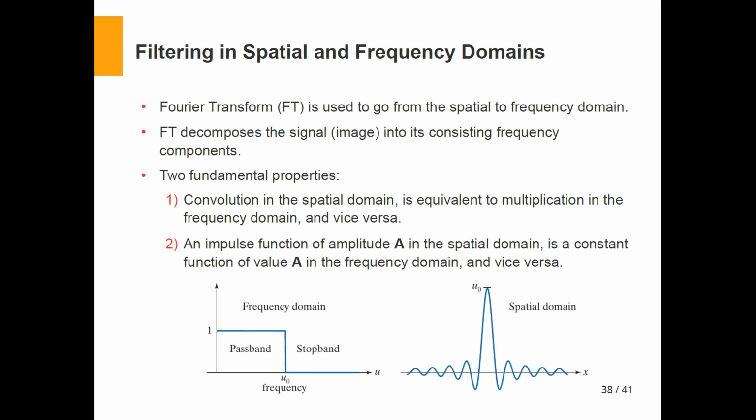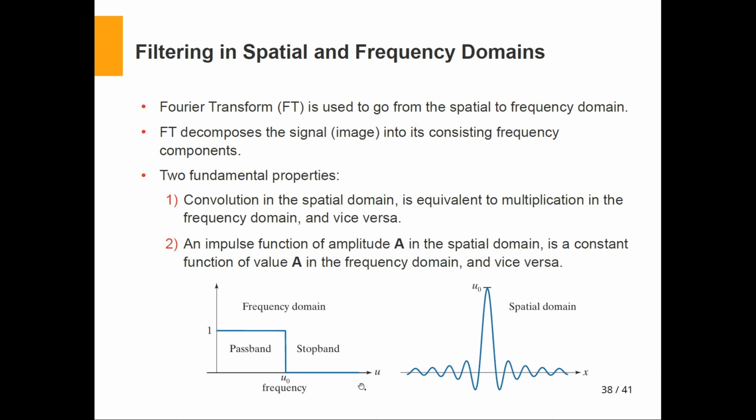The second fundamental property is that if we have an impulse function of amplitude A in the spatial domain, it is going to be a constant function of value A in the frequency domain and vice versa.